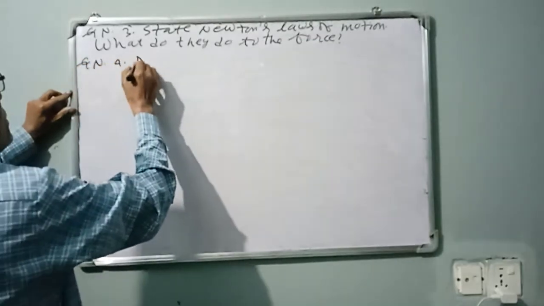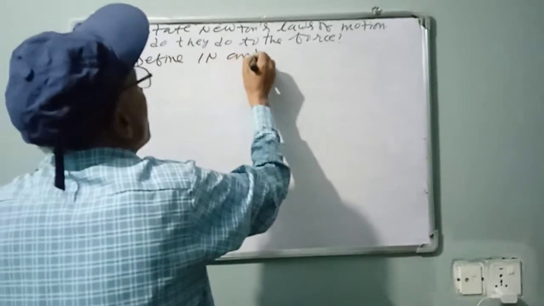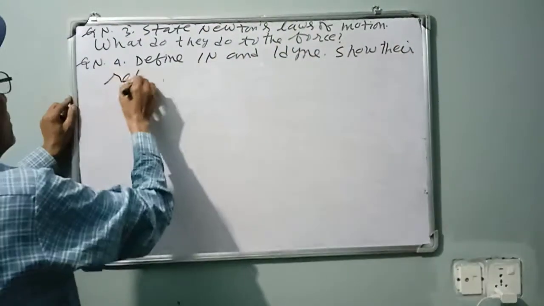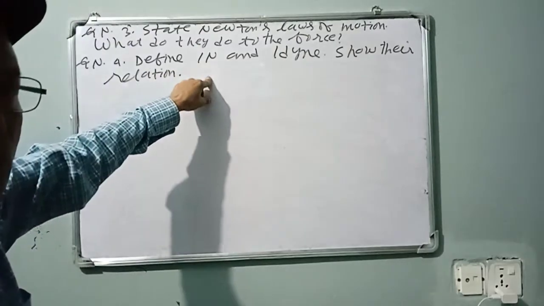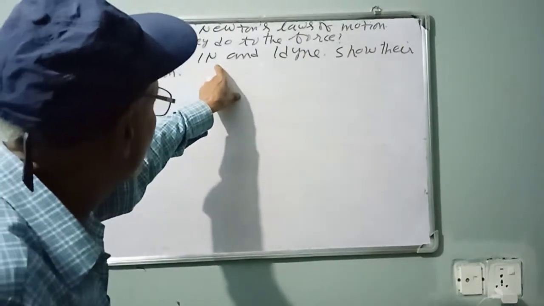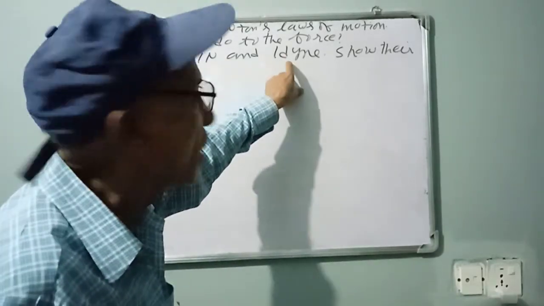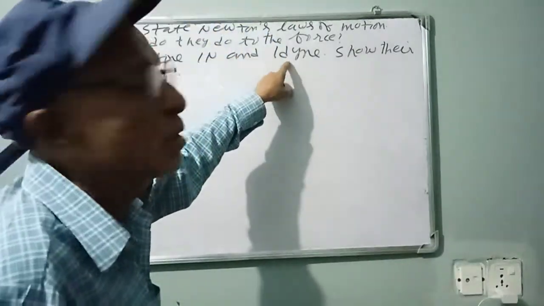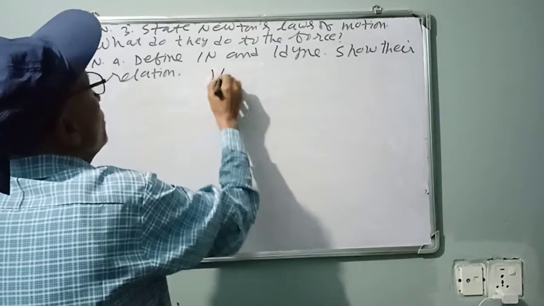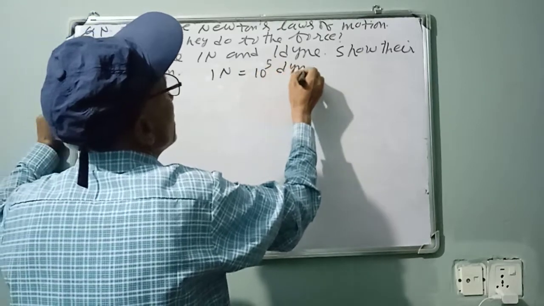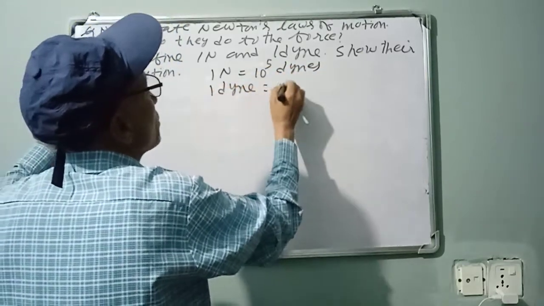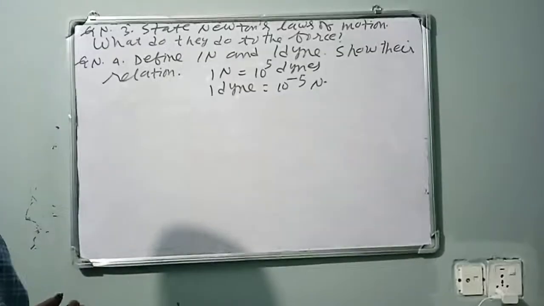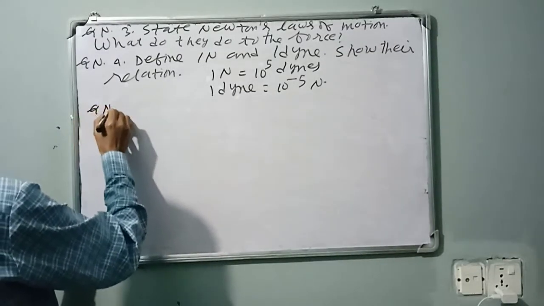Question number 4. Define 1 Newton and 1 dyne. Show their relation. 1 Newton is the amount of force needed to produce an acceleration of 1 meter per second square on a body of mass 1 kg. 1 dyne is the amount of force needed to produce an acceleration of 1 centimeter per second square on a body of mass 1 gram. Show the relation: 1 Newton equals 10 to the power 5 dynes, or 1 dyne equals 10 to the power minus 5 Newton. SI unit Newton, CGS unit dyne.